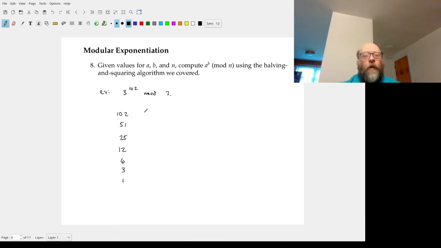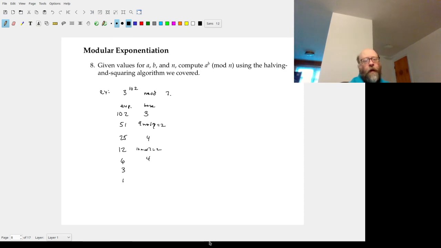Then we start with the base. So this is the exponent. We start with the base, and we square it each time. 3 squared is 9, but 9 mod 7 is 2. Then we square 2 and we get 4. 4 squared is 16, but 16 mod 7 is 2. So we get 2 again. 2 squared is 4.